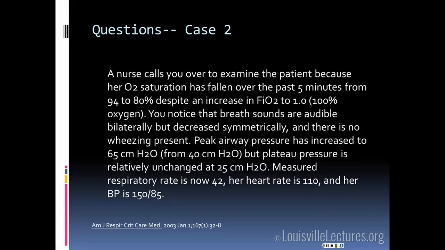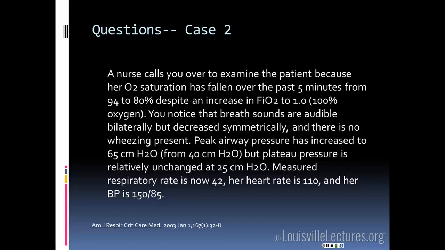So case 2, a nurse calls you over to examine the patient because her oxygen saturation has fallen over the past 5 minutes from 94 to 80%, despite an increase in FiO2 to 100%. You notice the breath sounds are audible bilaterally but decreased symmetrically, and there's no wheezing. Peak airway pressure has increased to 65 from 40, but plateau pressure is relatively unchanged at 25. Measured respiratory rate is now 42, her heart rate is 110, and her blood pressure is 150/85.